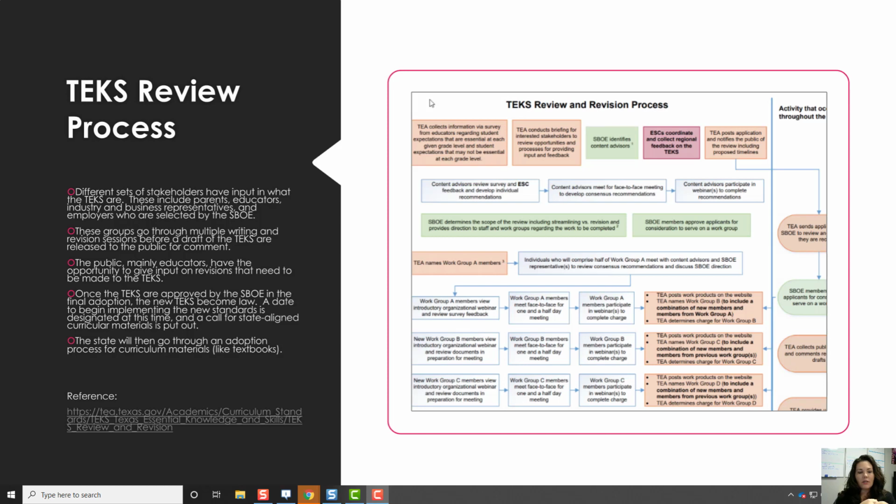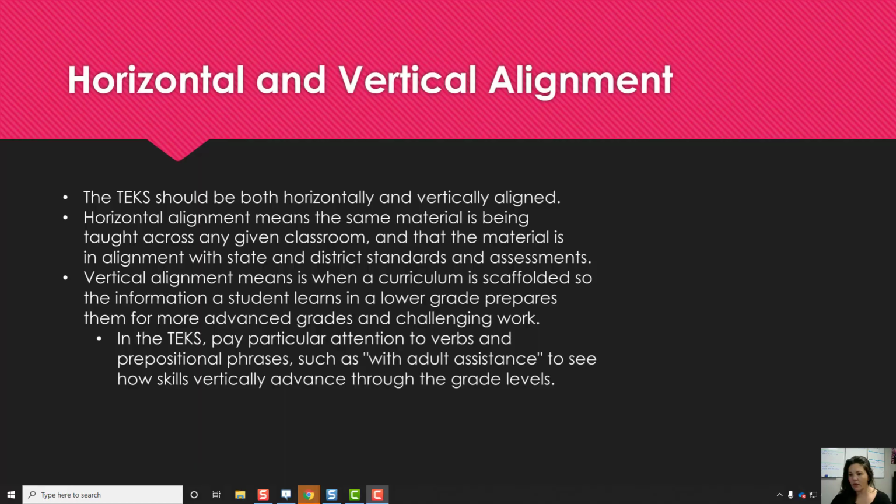Once those TEKS are signed into law, SBOE then puts out a call for curricular materials. So that goes to textbook companies, to educators, that kind of thing, and they'll submit those materials for adoption by the state. Those are what your state-aligned materials are. As an educator, you're not required to use state-aligned materials. Those are just suggested by the state.